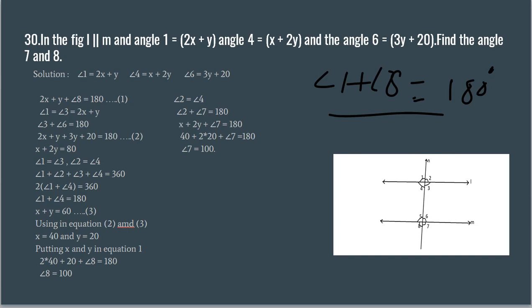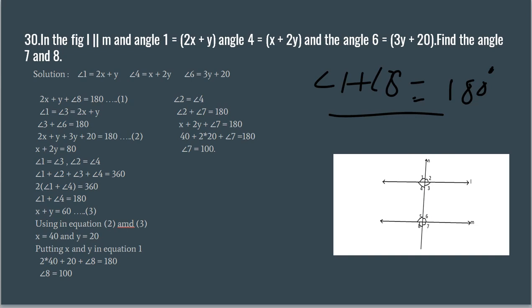And we have angle 3 plus angle 6. Angle 3 plus angle 6 is equal to 180 degrees. Now replacing angle 3 with 2x plus y, and angle 6 we have 3y plus 20, we will get x plus 2y equals 80, which is one of the relations between x and y.